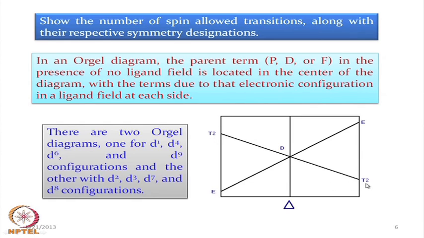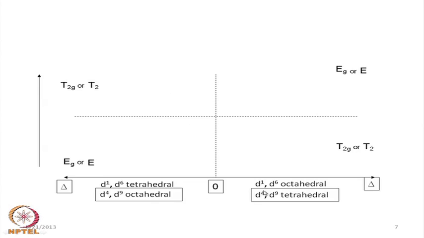So, in the other case the triplet is the ground state and the doublet is the excited state. So, these are the two different cases. That means we have the D term, and the Orgel diagram tells us how this D term will be split into these two different electronic configurations and the corresponding splitting.